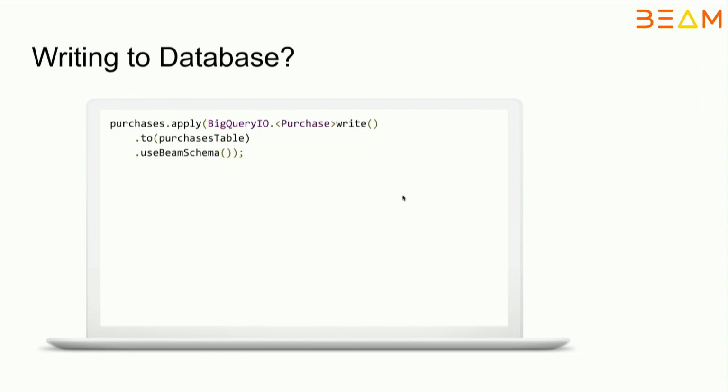Writing to a database. Well, we're working on integrating the schemas with all of our sources and sinks. So many sources, such as Avro, will already give you a schema when you read. In this case, the BigQuery API, all you have to do is say use Beam schema, and it will examine the Beam schema, translate it to the matching BigQuery schema, and eliminate all that boilerplate you saw before.